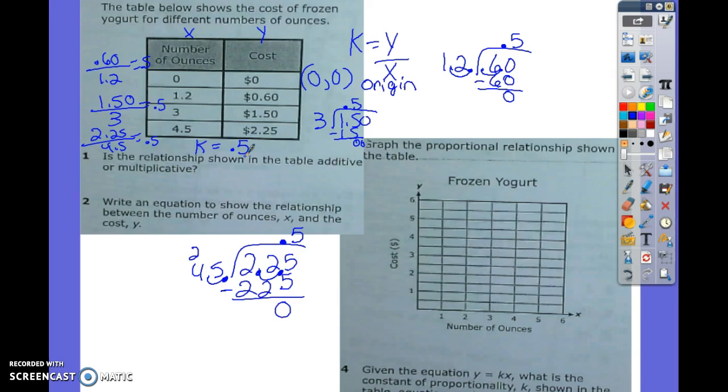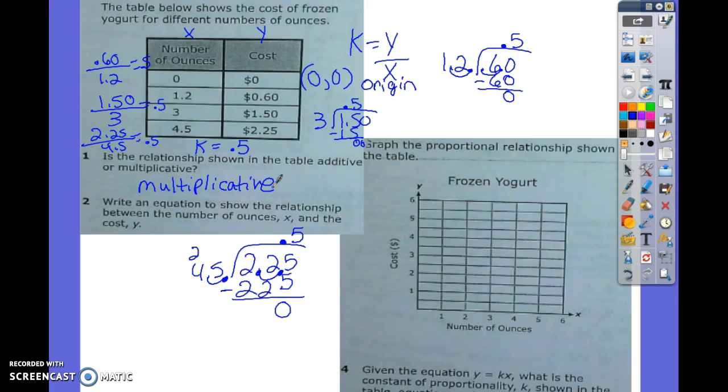Is the relationship shown in the table additive or multiplicative? It is multiplicative. An additive relationship would not have the ordered pair of 0, 0. A multiplicative relationship shows a proportional relationship. An additive relationship does not.